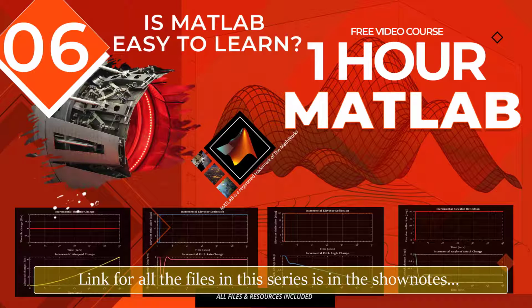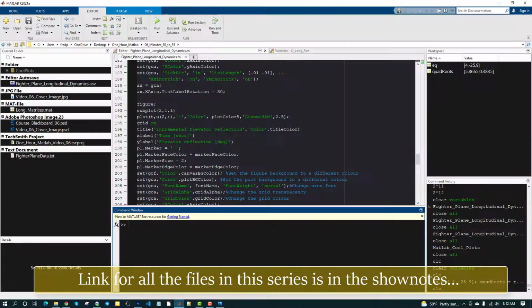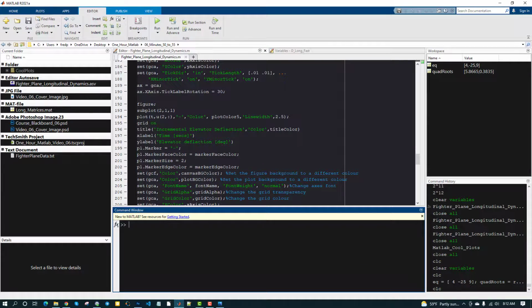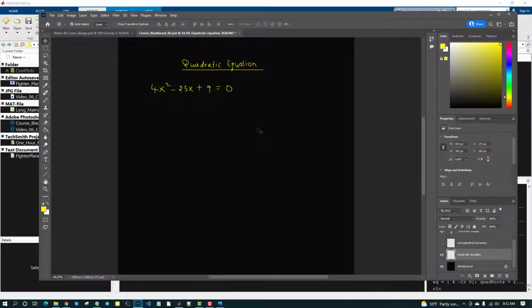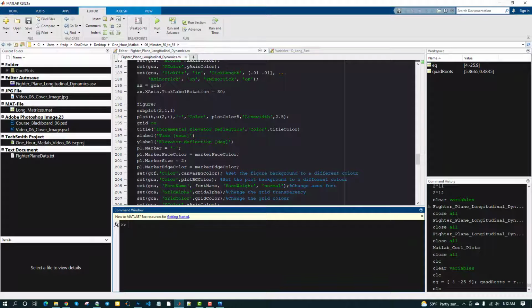It is easy to get started in MATLAB. You install MATLAB, you fire it up, and you're ready to go. And you can start solving problems right from the command line from the get-go. For example, let's say you have a quadratic equation 4x squared minus 25x plus 9 equals 0. You can solve this from the command line like so.